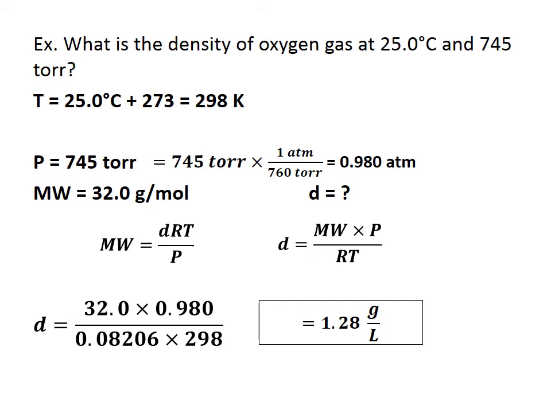So all we're doing is identifying what you're given. Once you know what you're given, look and see what equation you're going to use. In this case, we want density. So we know that for density of a gas, we use the equation molecular weight is equal to dRT over P. And we want density, so we need to transpose the equation to solve for density. We're given molecular weight, we're given the pressure, we know the ideal gas constant, and we know the temperature in Kelvin. So substitute these values into the equation and solve for the unknown, which is your density.